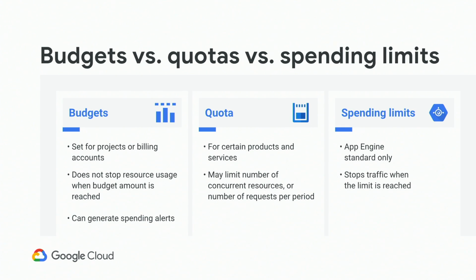Now, you may have also heard of a tool called spending limits. These are specific to App Engine. So to put it in context, budgets are a way to get notified of when your spending has hit certain thresholds. Quotas are a way to control your spend rate and usage rate so that if you overshoot what you expect to spend, your overshoot is controlled. And then spending limits are specific to App Engine, and what App Engine does is it will stop traffic when the spending limit is reached.